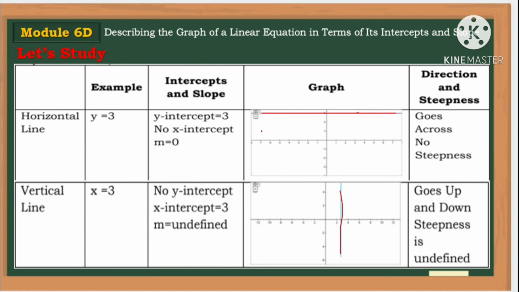In the vertical line, undefined ang slope niya. For example, x is equal to 3, andito siya sa may 3. So, no y-intercept, and it goes downward with no defined steepness. It's undefined. Ibig sabihin para siyang flagpole kung nakatayo.